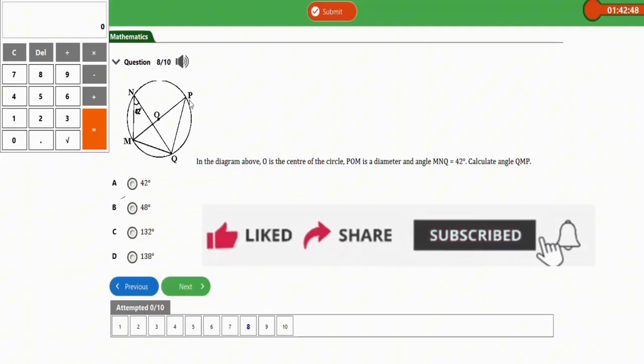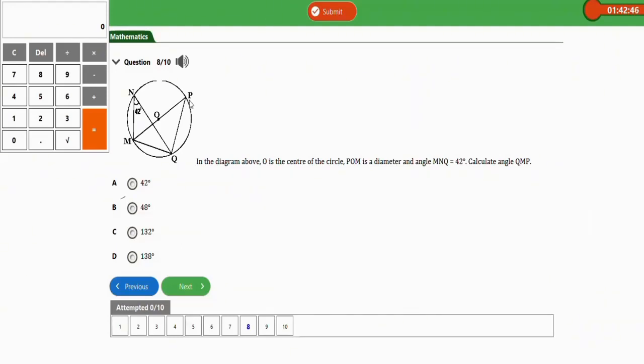This question looks like the previous one we finished solving, but let's still solve this particular one. It says in the diagram above, O is the center of the circle, POM is a diameter and angle MNQ equals 42 degrees. Calculate the angle QMP. Now, basically, what they mean, let me show you. They are looking for the size of the angle of this middle alphabet M.